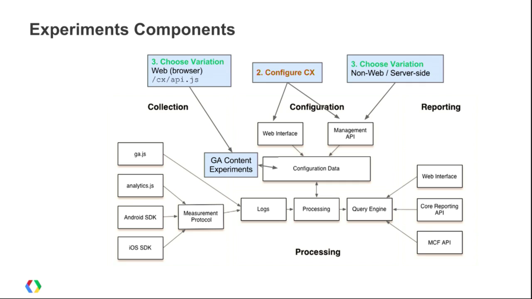The third thing is we want to choose the variation. So this particular step involves, depending on what environment you're working in. If you're doing web, we provide a library. It's called the Content Experiments JavaScript API. And this library takes care of, interacts directly with the Content Experiments interface.